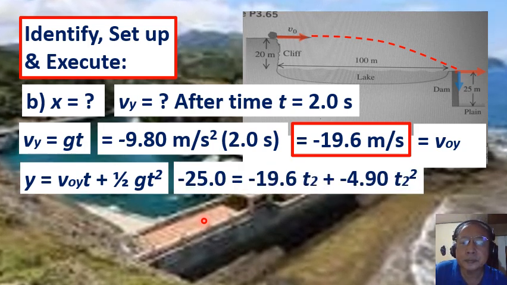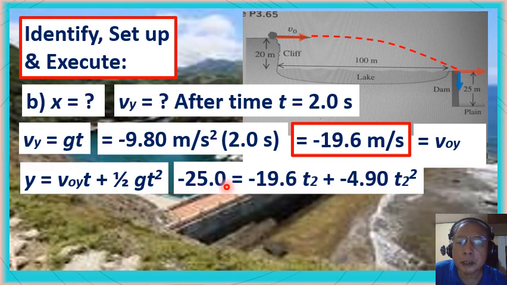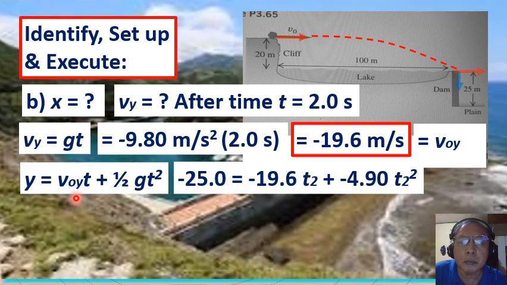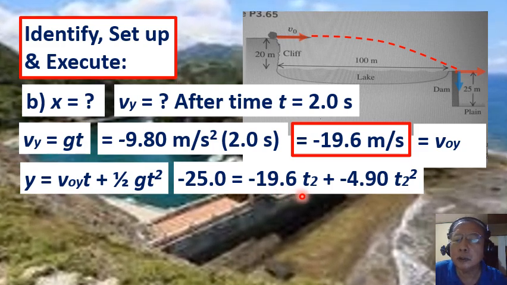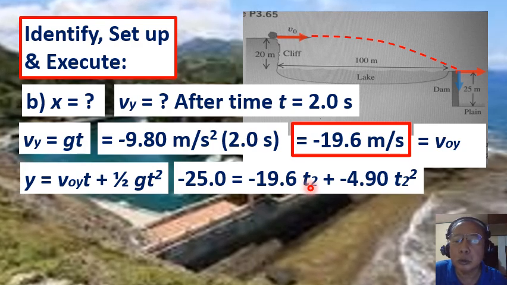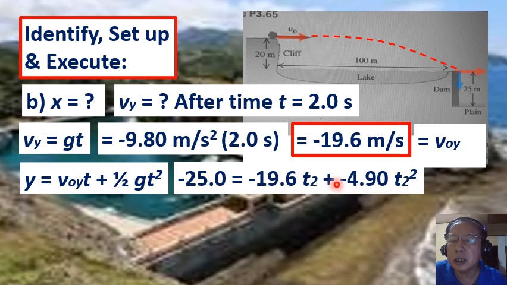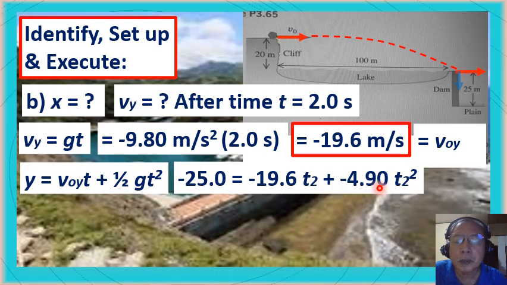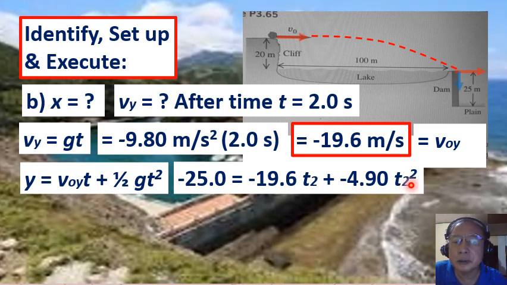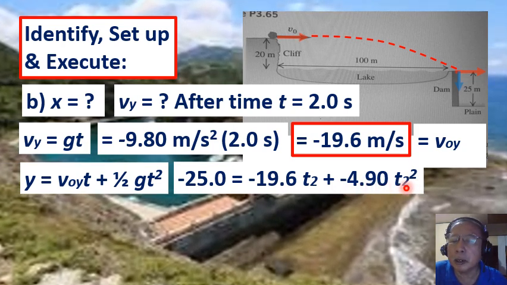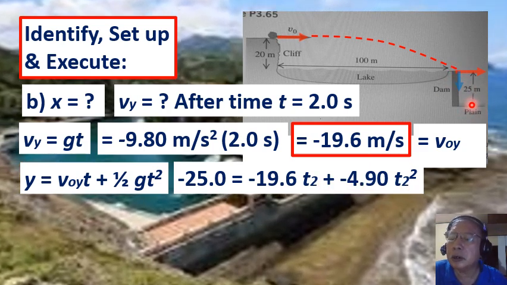That is, negative 25.0 meters is equated to v sub not y, which is negative 19.6, multiplied by the unknown variable t sub 2, then plus 1 half gt squared, where 1 half g is negative 4.90 meters per second squared, and of course, t sub 2 squared. All right? So our unknown variable is t sub 2, the time it takes for the rock to hit the horizontal plane.